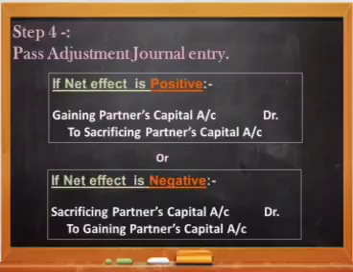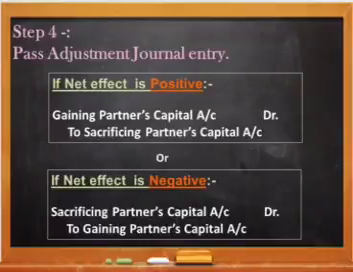In the last step, we will pass an adjustment journal entry. If the net effect is positive, that is, there is a case of profit on revaluation, then the journal entry will be gaining partner's capital account debit to sacrificing partner's capital account. The gaining partner will compensate the sacrificing partner the amount of profit on revaluation. And if there is any loss, the net effect is negative, the journal entry will be reversed: sacrificing partner's account debit to gaining partner's capital account.